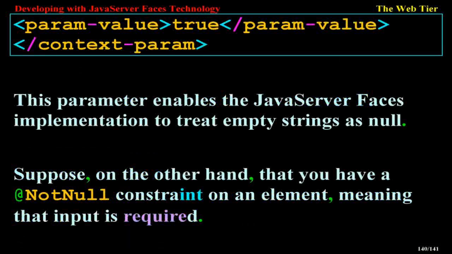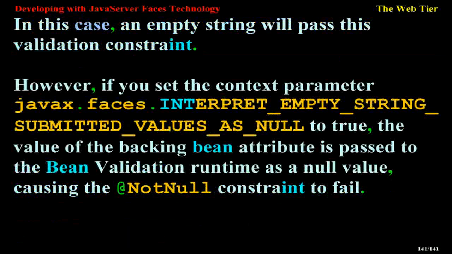Suppose, on the other hand, that you have a @NotNull constraint on an element, meaning that input is required. In this case, an empty string will pass this validation constraint. However, if you set the context parameter javax.faces.INTERPRET_EMPTY_STRING_SUBMITTED_VALUES_AS_NULL to true, the value of the backing bean attribute is passed to the bean validation runtime as a null value, causing the @NotNull constraint to fail.